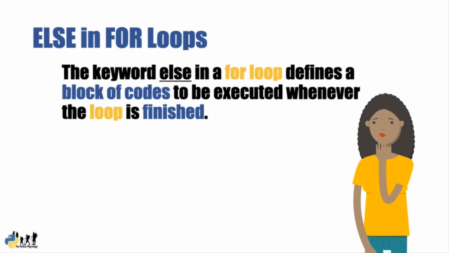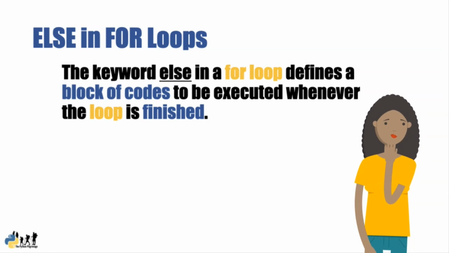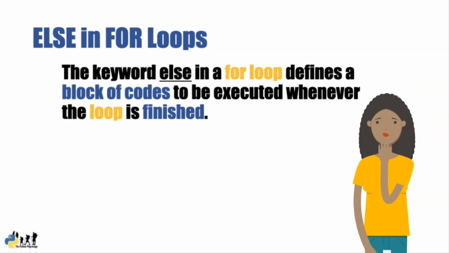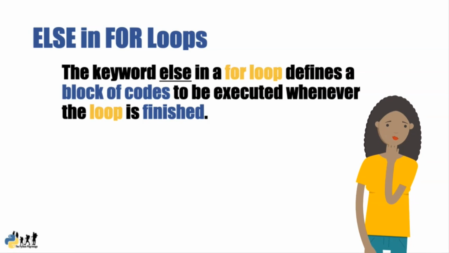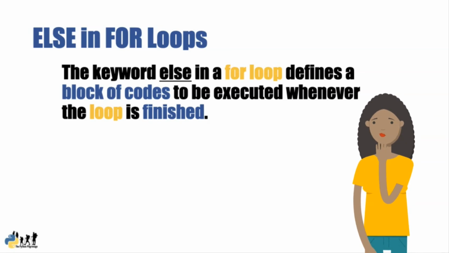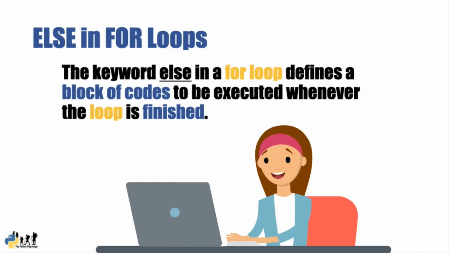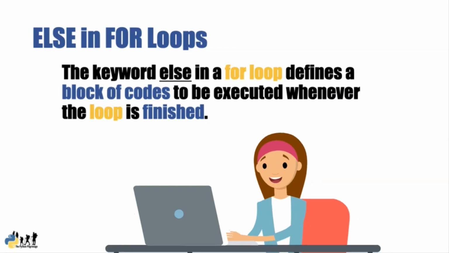Else in for loops. Else in for loops is not very common among programming languages. But Python has it. Else in for loops is a keyword that defines a block of code to be executed every time the loop is concluded. Let's see an example so we can visualize better.